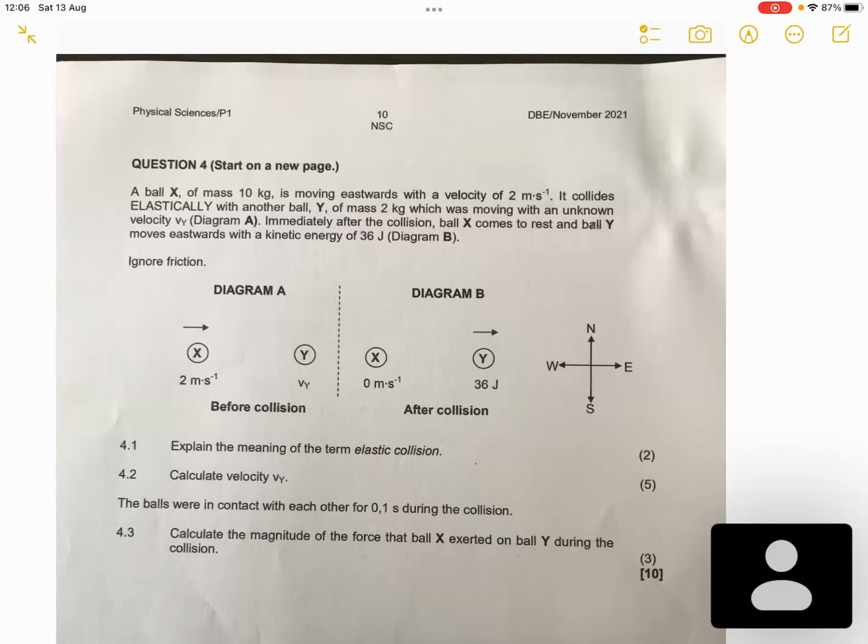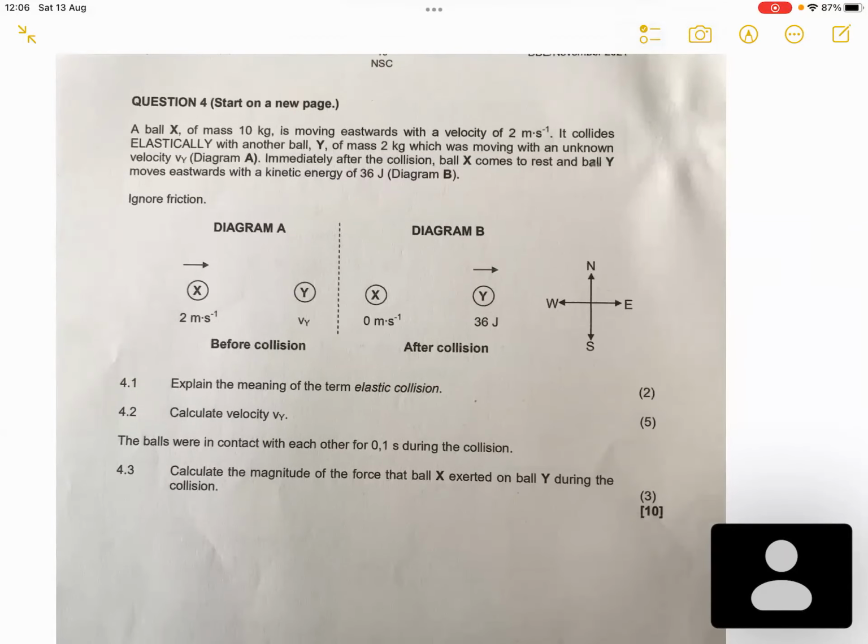So here's another question on momentum. We have two balls, X and Y. Ball X of mass 10 kilograms is moving eastwards with a velocity of 2 meters per second. It collides elastically with another ball Y of mass 2 kilograms, which was moving with an unknown velocity Vy. That's in the diagram here. Immediately after the collision, ball X comes to rest, so V is equal to zero, and ball Y moves eastwards with a kinetic energy of 36 joules. Okay, that's an interesting question.